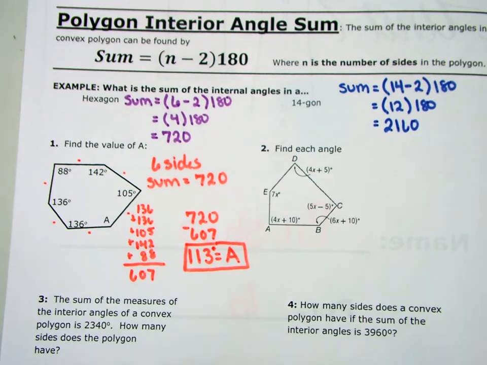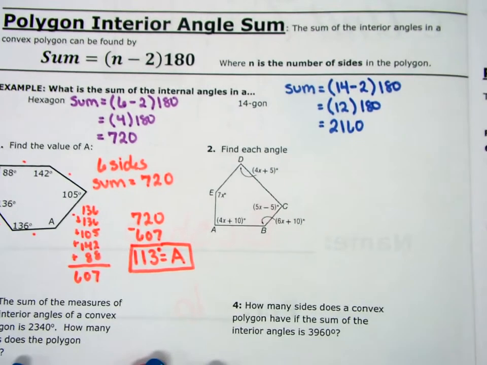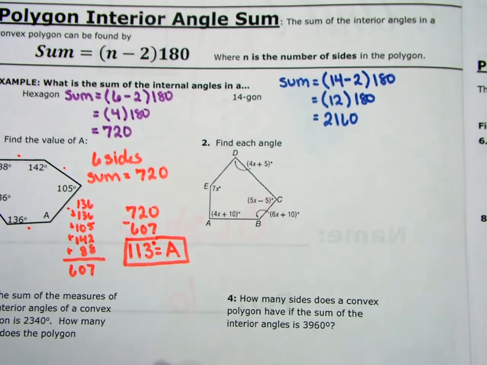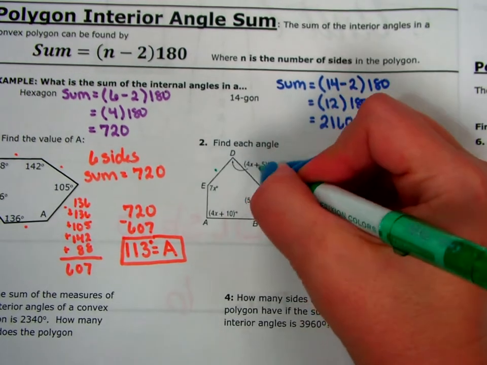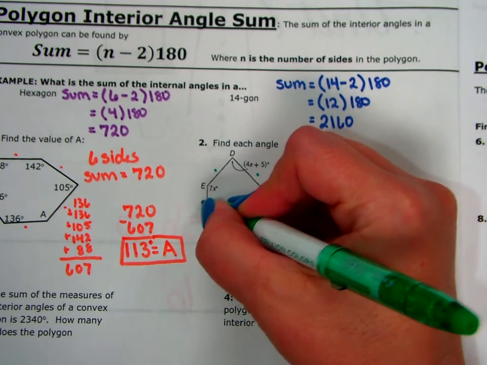Now the next one is a little bit more difficult just because I don't have all the angles but one, right? So I'm going to have to do a little bit more algebra on number 2, but that's okay. First I need to know what they are all going to add up to, so I need to know how many sides I have. How many sides do I have?